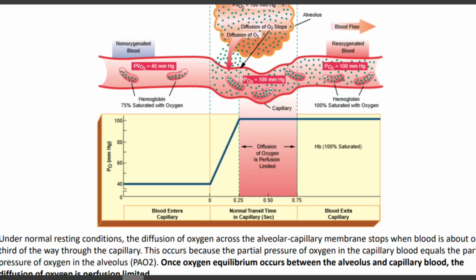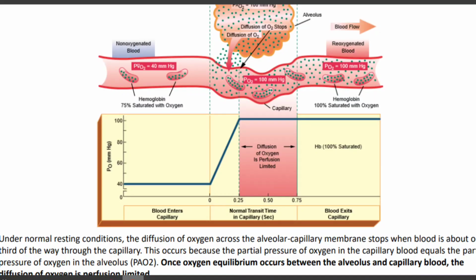Okay, so before it reaches the equilibrium value, the diffusion of oxygen is diffusion limited. But once it has reached the equilibrium, if I further want to increase the oxygen transfer or diffusion, then I have to remove the equilibrated blood and have new fresh blood here. So the later part is perfusion limited.